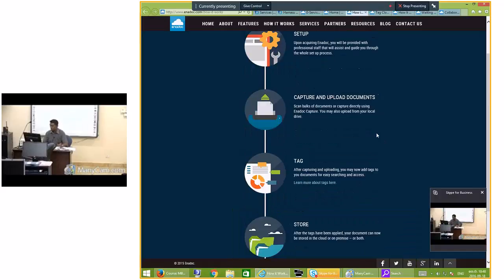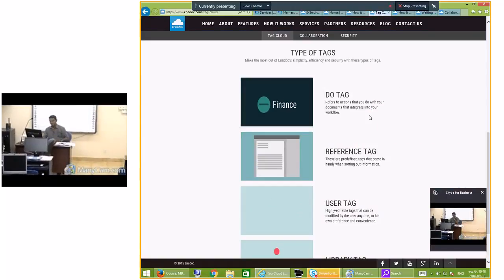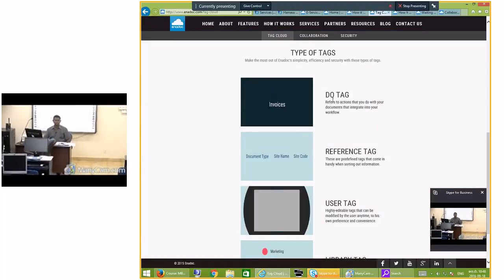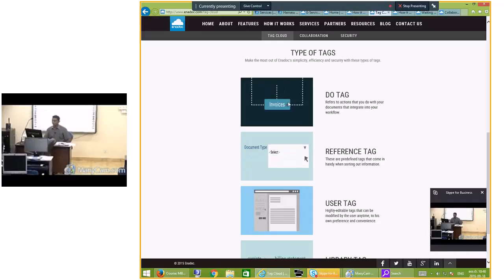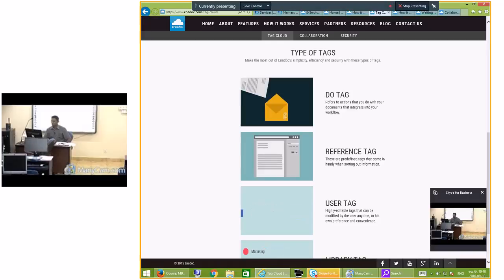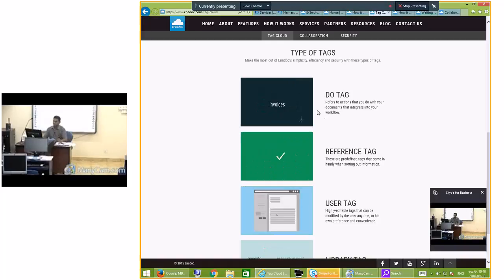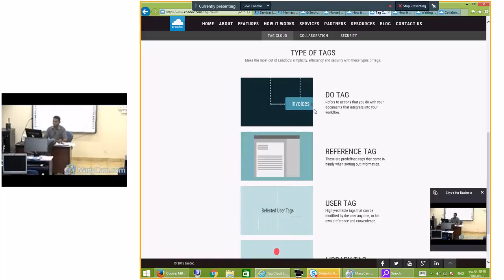So tagging, these are the types of tags available. So you can tag action tags, which refer to actions that you do with your documents that integrate your workflow. That is, you can tag, say, invoices, finance, might be HR.